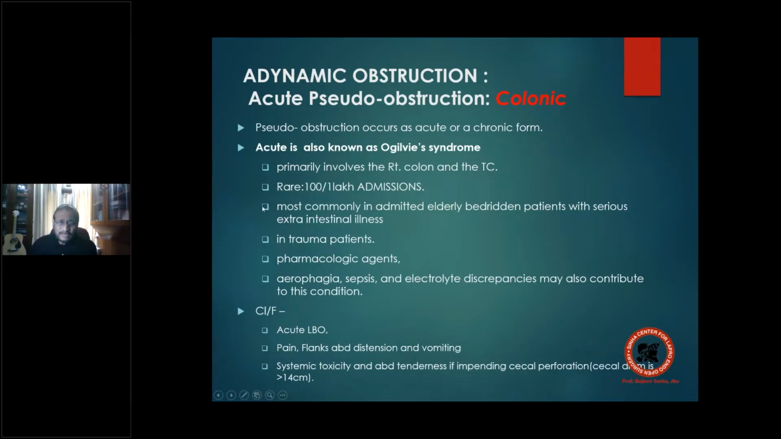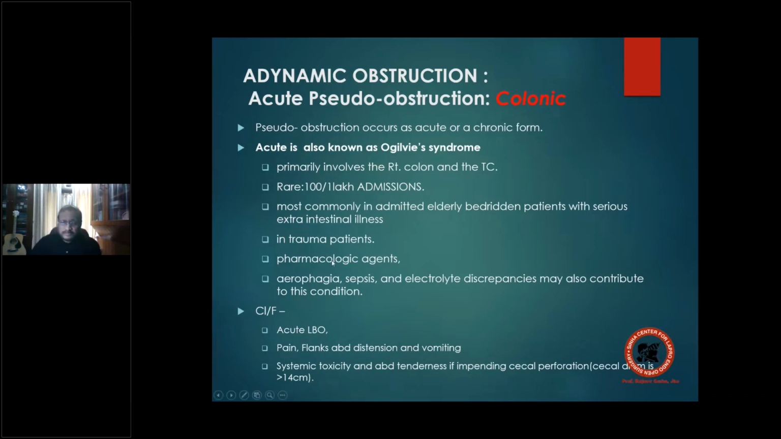It is rare, 100 in 1 lakh admissions. Most commonly, where is it seen? Most commonly in elderly bedridden patients with serious extraintestinal illnesses. For example, the patient had trauma, has severe diabetic ketoacidosis, or is an ICU patient on a lot of drugs. These are the patients where you're looking at a scenario ripe for the onset of Ogilvie syndrome.